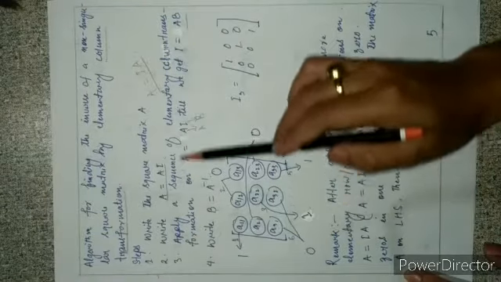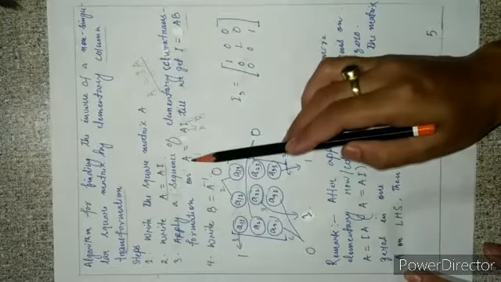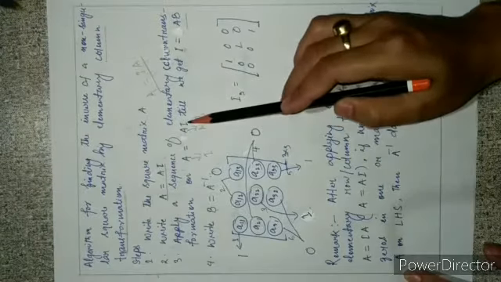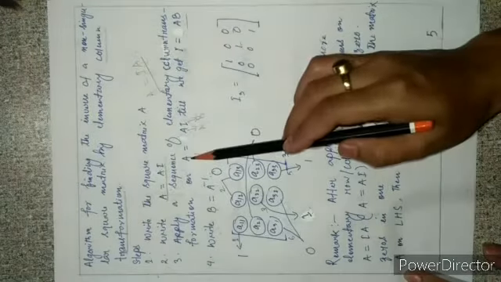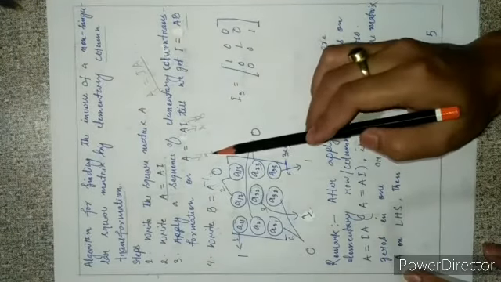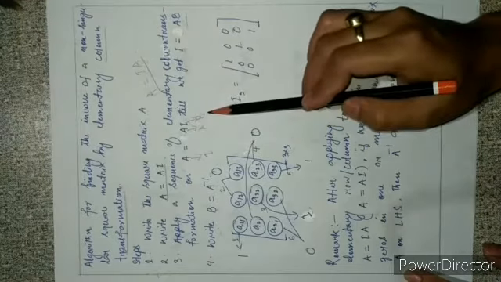Step number 3, apply a sequence of elementary column transformations on the matrix equation A is equal to A multiplied by I till we get the matrix equation I is equal to AB. For this matrix equation, this A becomes the identity I, and the I becomes B.